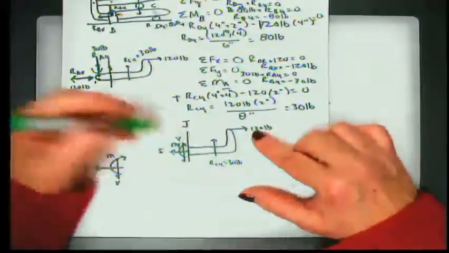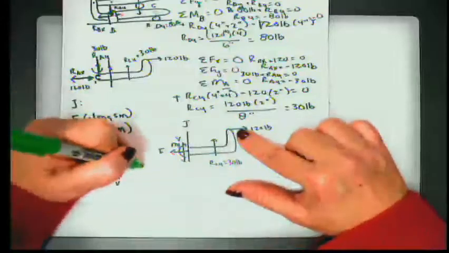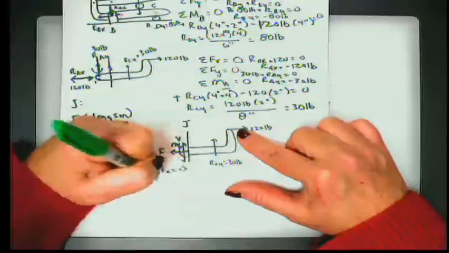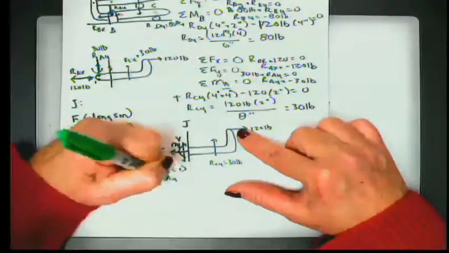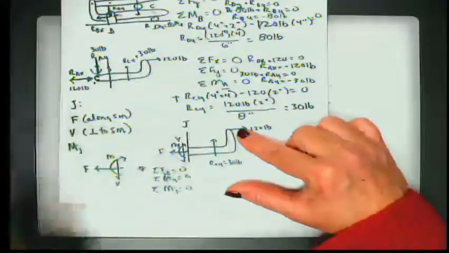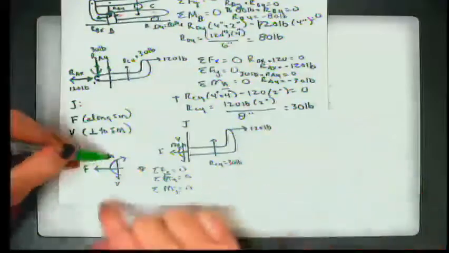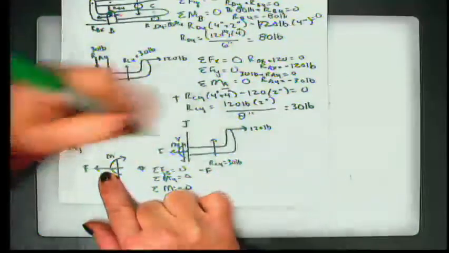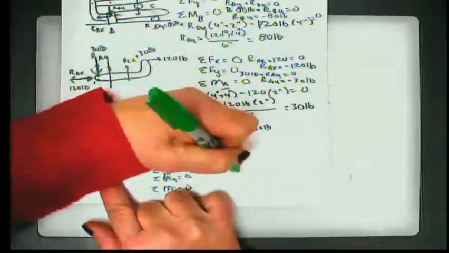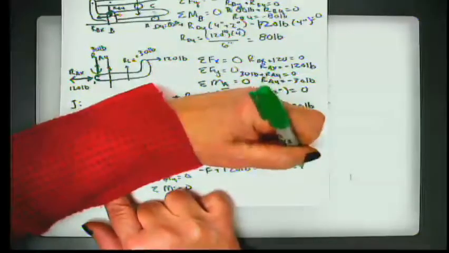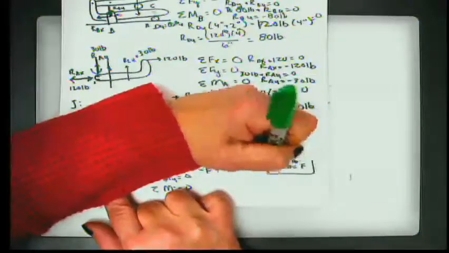All right, so now I take about point J on this chunk, summation forces X equals 0, summation forces Y equals 0, and the summation of moments about point J also equals 0. So what do we have in the X direction? Well, we have a negative F, right? And we have a positive 120 equals 0. So that tells me that 120 is equal to F. 120 pounds is equal to F.